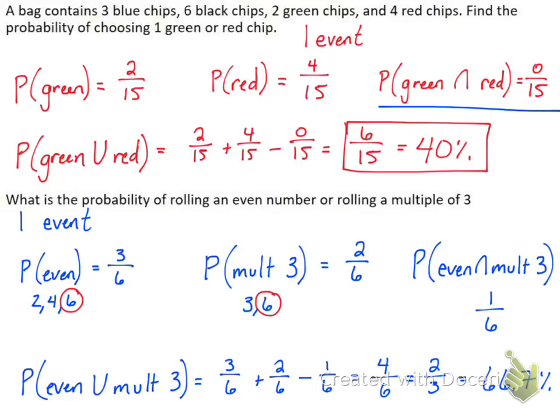Again, if you don't have like denominators or whatever, just do each of these divisions in parentheses in your calculator, and you can just plug it in as one big thing. But that gives me 66.7%.